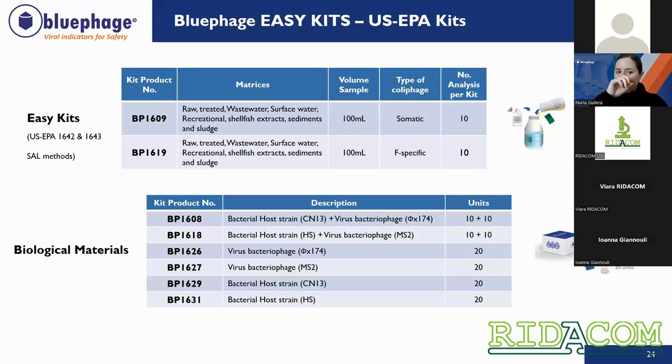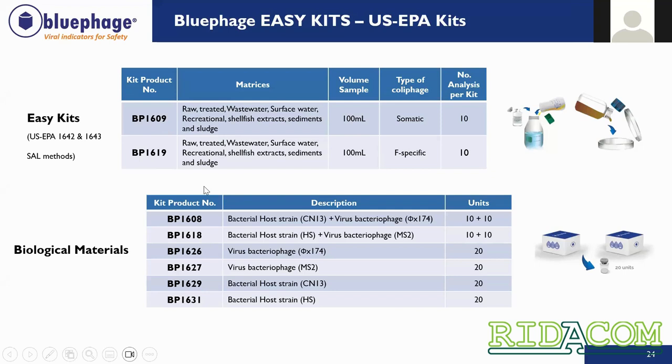So as you can see, very easy compared with the previous one, okay? But you are using larger volumes and you are losing more space. That is one of the main disadvantages of this kit, that for one sample, you are plating 5 plates. So that would be the easy kits for the ISO. We also have kits for the US EPA that we are not going to introduce today. And also, apart from the full kits, the B1609 and B1619, sorry, we also have the biological materials.